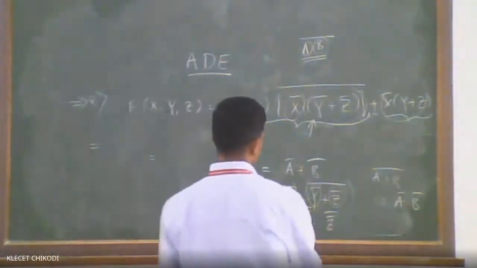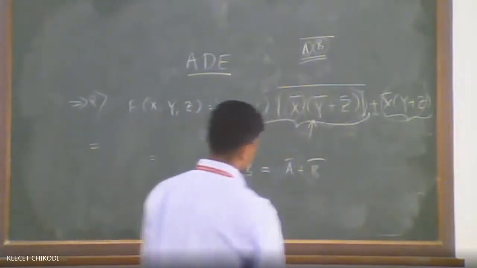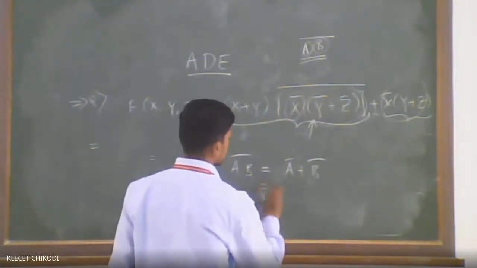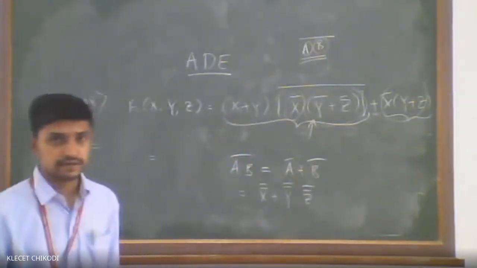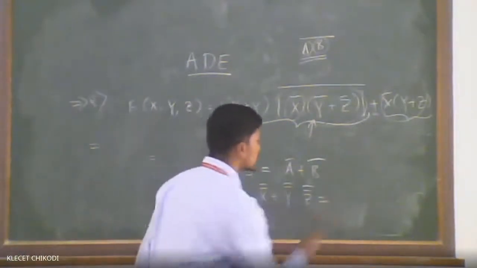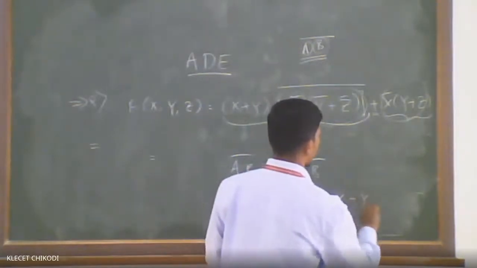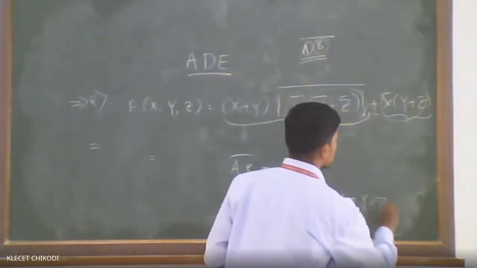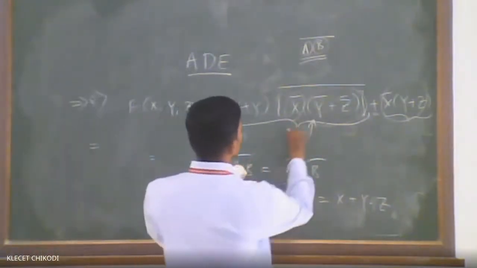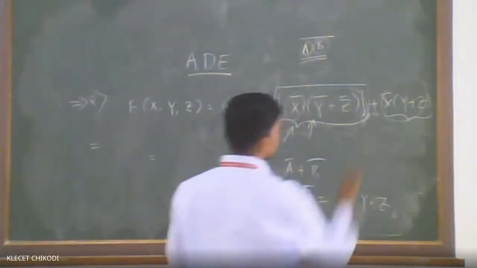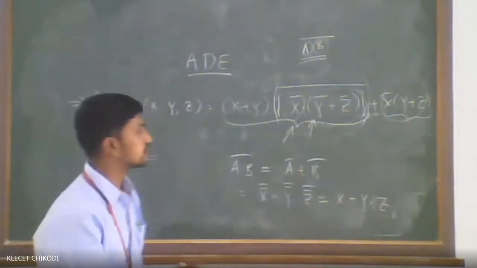Now, after solving this one, we are getting it like this. It will be x double complement plus y double complement into z double complement. To solve further, the complement of a complement is the same variable, that is x. Here I will get y into z. So you have solved only this portion now. Replace this with this, and again you have to solve this equation.